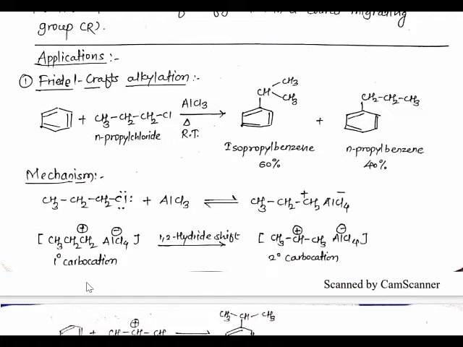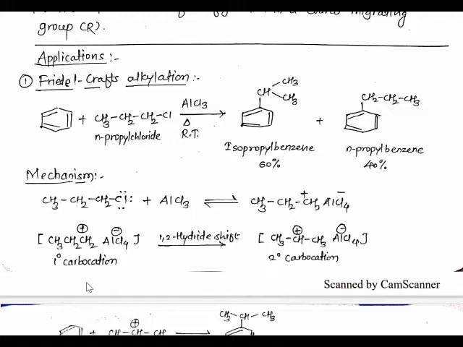Friedel-Crafts alkylation or Friedel-Crafts acylation. If there is an alkyl group in the compound we are using for the substitution, meaning an alkyl group is being substituted, then it is Friedel-Crafts alkylation. And if there is an acyl group, a carbonyl-containing compound, then we call it Friedel-Crafts acylation. Let's see one by one.